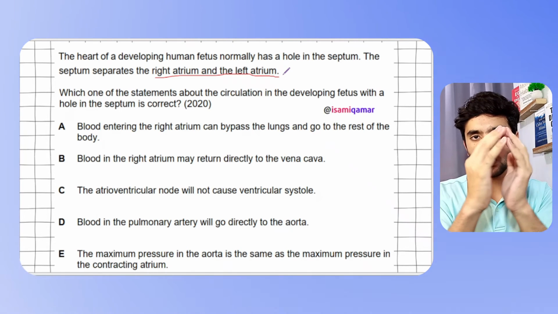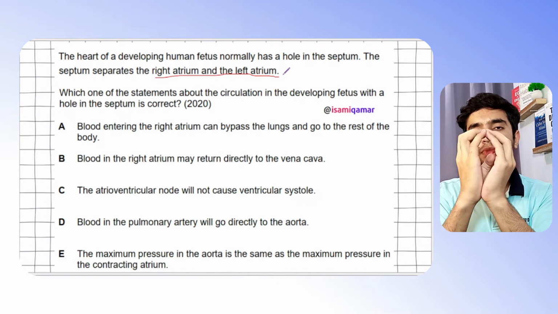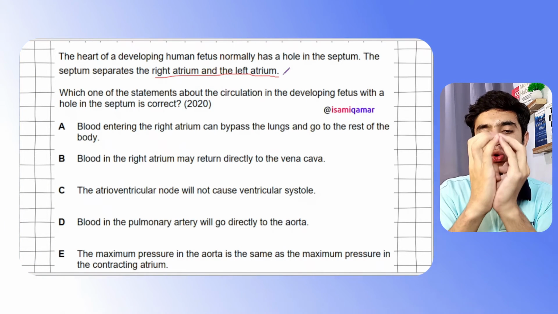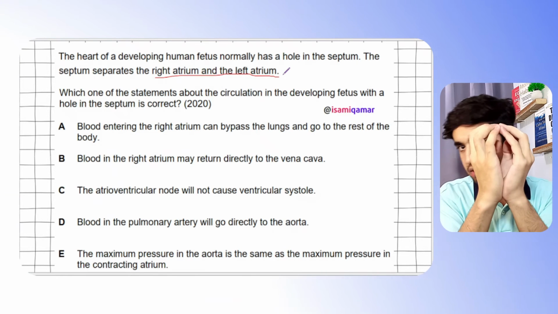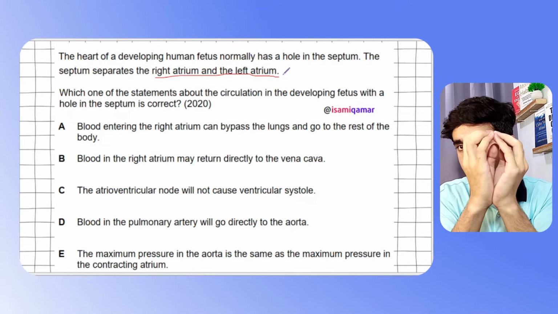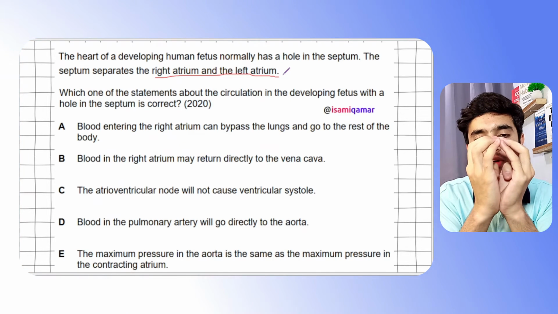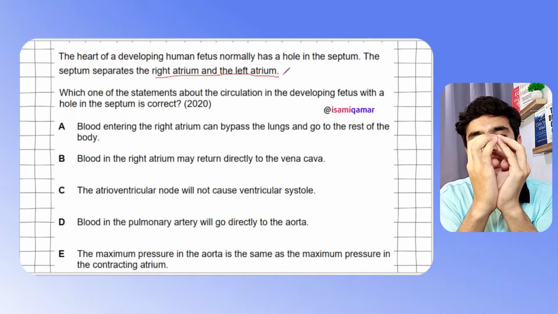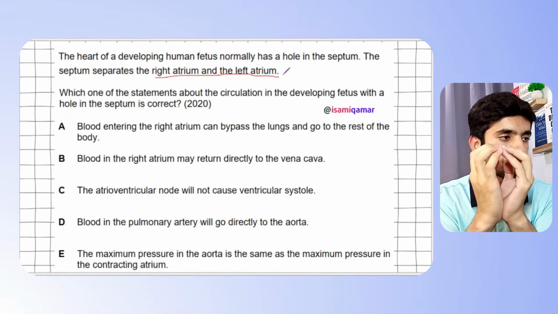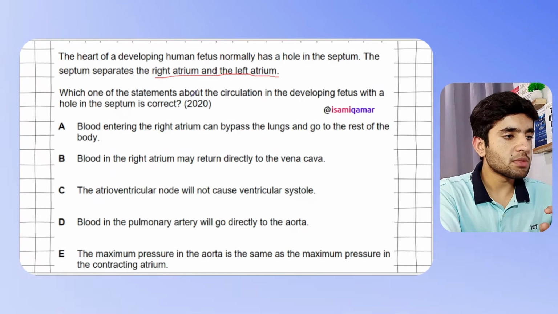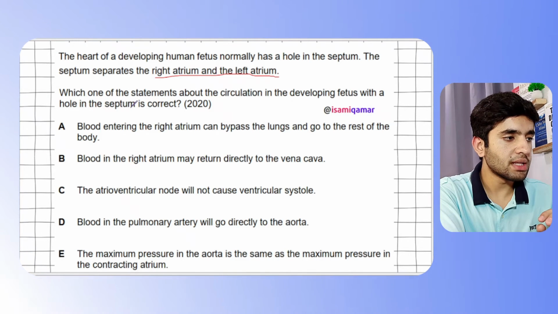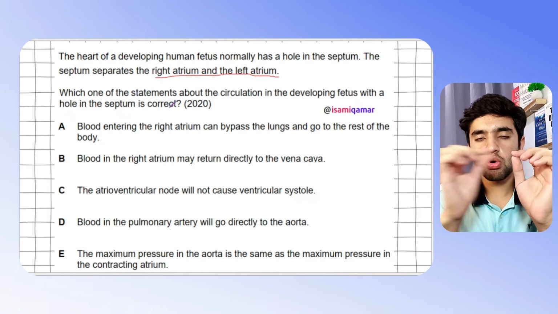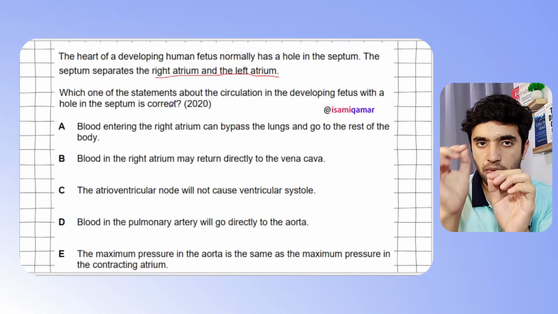So it's the heart. So like this is the heart. Now above are the atria, right atrium and left atrium, and then below are the ventricles. If you can see my fingers in the camera, yes, above are the atria and below are the ventricles. So here is going to be the septum. Now, which one of the statements about the circulation of the developing fetus with a hole in the septum is correct? So here there has to be a septum, but here is a sort of hole. Now blood can go from the right atrium to the left atrium.